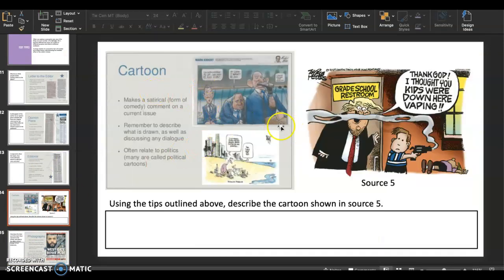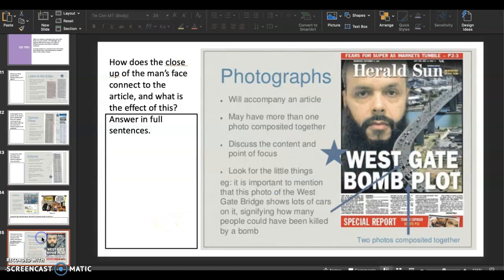The next slide is cartoon. So you've done some work in cartoons. So again, using the tips outlined above, describe the cartoon as shown in source 5. Yeah, so it's really important to be able to describe these cartoons. Okay, so using this kind of language, it really will help when you're coming to writing your essay.